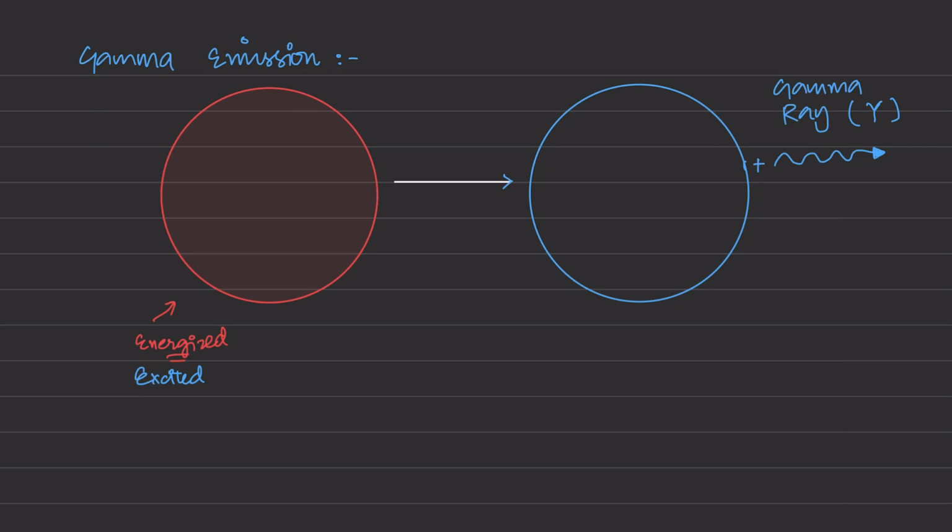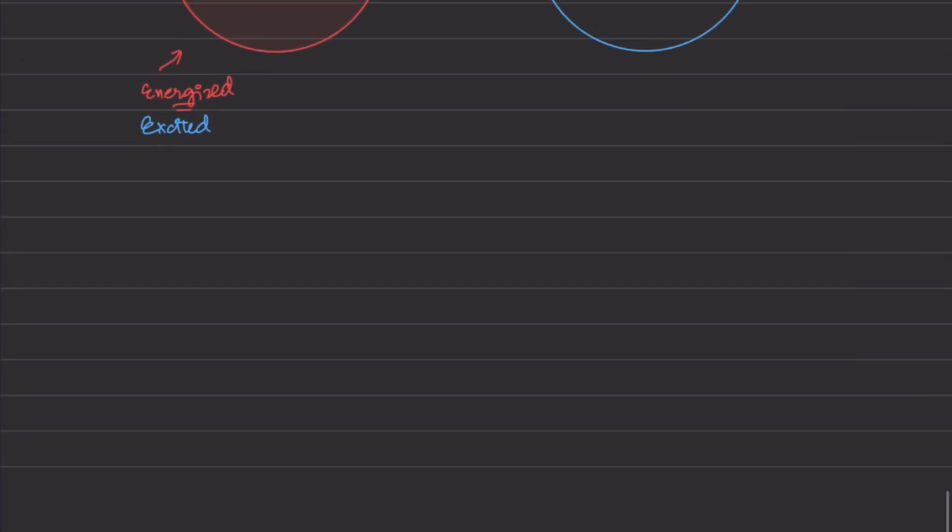For the equation, let's do a quick example. Let's say we have 234, 91. Now this is what you'd find. You'd find an asterisk on top of it. This asterisk here represents that this element is in its excited state.